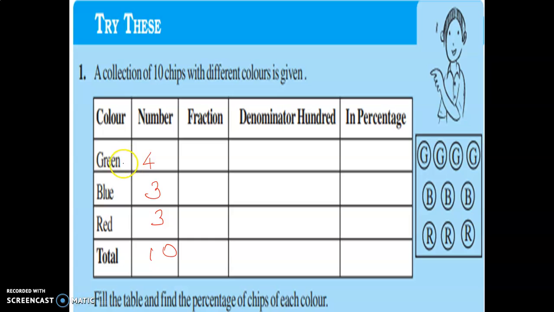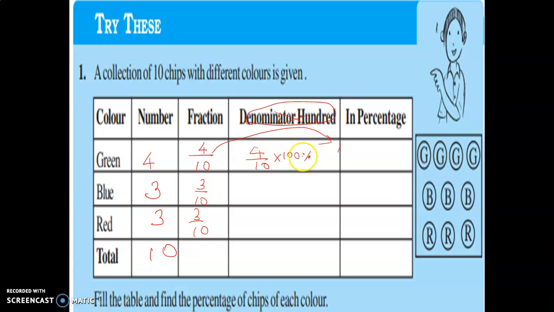Now how will you write the fraction of green color? Out of 10, 4 is green. Out of 10, 3 is blue. Similarly for red. Now how to convert this fraction to percentage? I am not going to talk about this. Even in the previous class I told you converting fraction to percentage. How will you convert that fraction to percentage? Yes, I have to multiply by 100%.